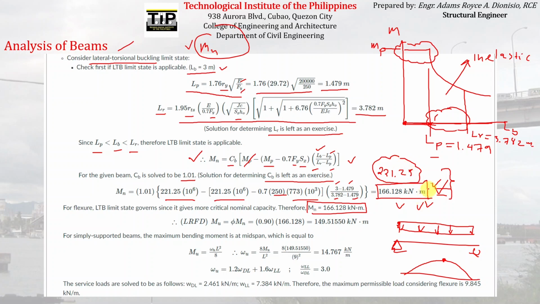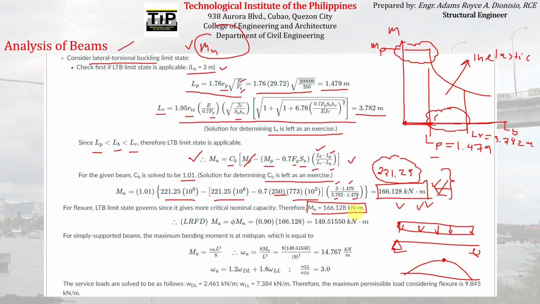Okay? Hindi na aabot dyan yung bending moment. Kasi sa 166 pa lang, mag-fail na yung beam natin. Paano ba siya aabot ng 221? Kung 166 pa lang, fail na siya, di ba? That's why we have to consider that more critical bending moment.